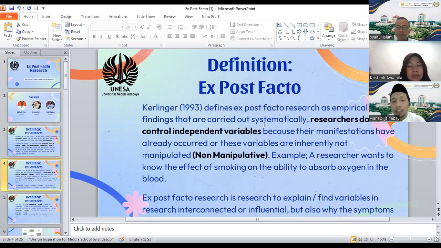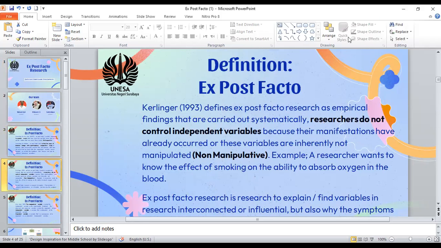Another definition is from Kerlinger, 1993, who defines ex post facto research as empirical findings carried out systematically. Researchers do not control the independent variables because their manifestations have already occurred. We often call this non-manipulative. For example, a researcher wants to know the effect of smoking on the ability to absorb oxygen in the blood. Ex post facto research is research to explain or find whether the variables are interconnected or influential, and also why the symptoms occur.